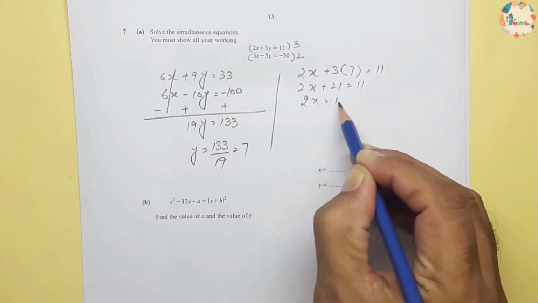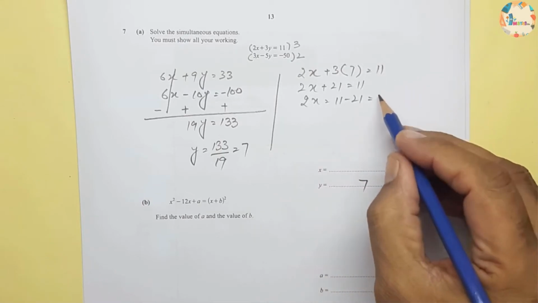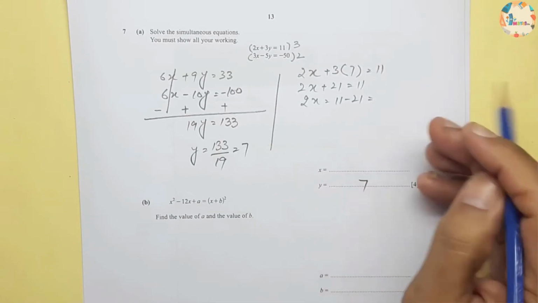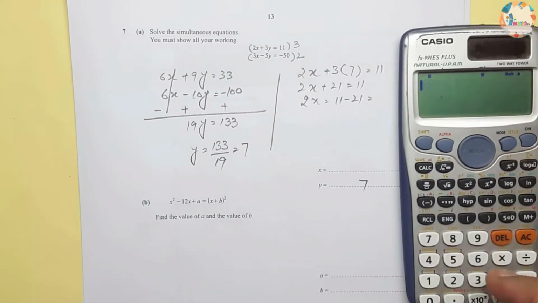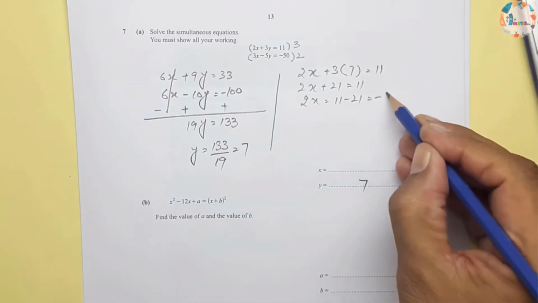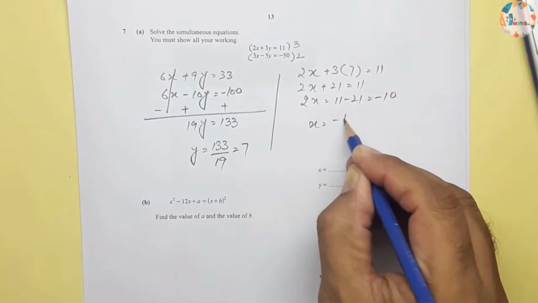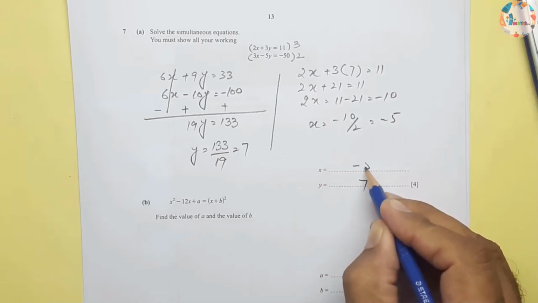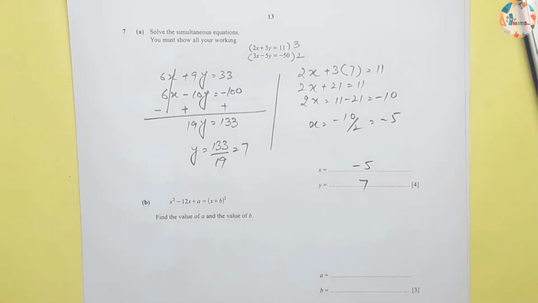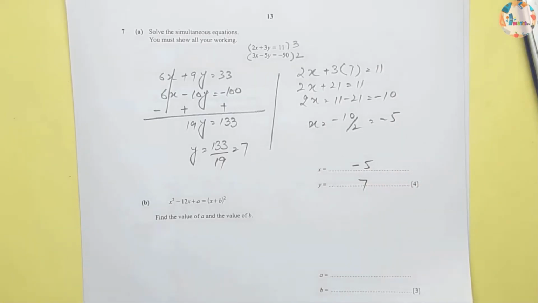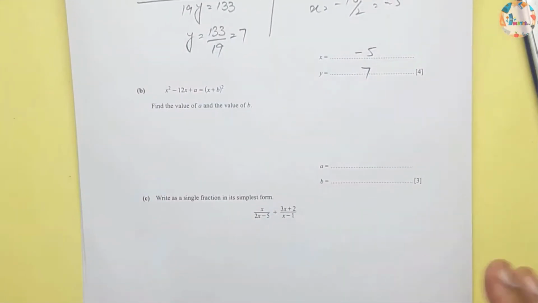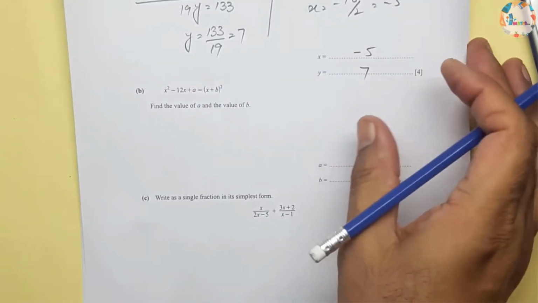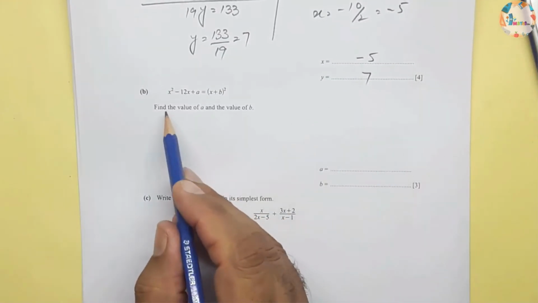2x will be equal to 11 minus 21, which is equal to minus 10. So x will be equal to minus 10 by 2, which is equal to minus 5. So we can write here minus 5 as answer. B part, this equation is given. Find the value of A and the value of B.